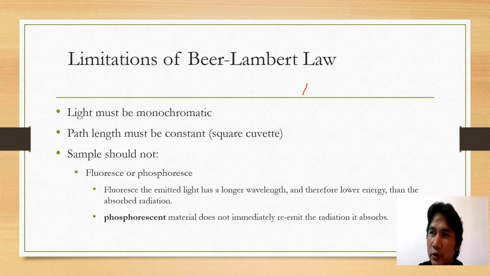Remember that in order to obey Lambert's Law, the absorbance must be equal to epsilon b c. Epsilon is the molar absorptivity, b is the path length, and c is the concentration. These are the conditions that must be followed. Light must be monochromatic, and the path length must be constant. As I said, the length is in millimeters or centimeters, but in most cases it's one centimeter.